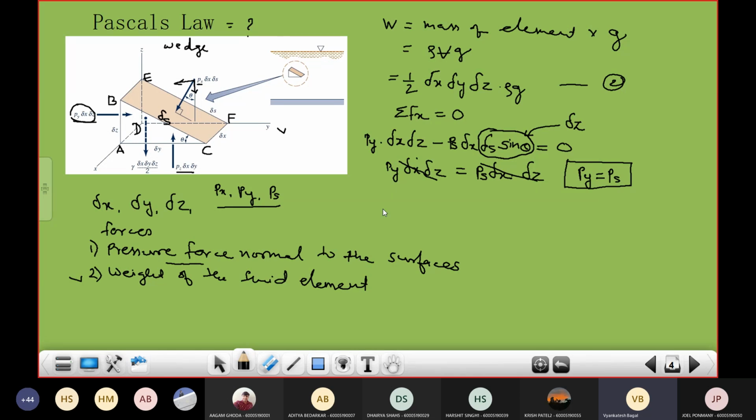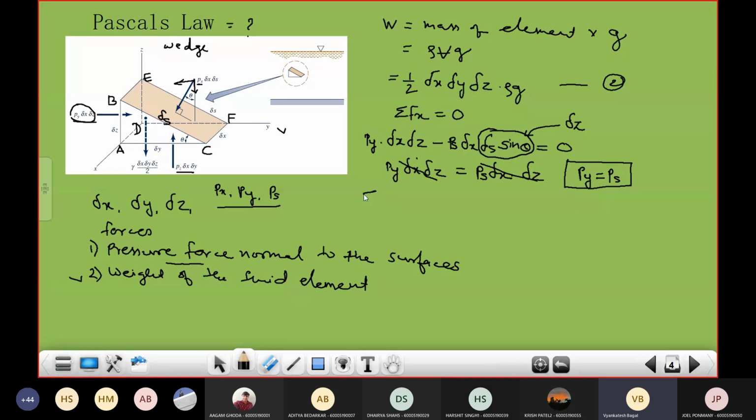So I hope it is clear to you how we did this. Pressure along y direction is also equal to pressure along s direction. So this we proved using the summation Fx equal to 0. Now similarly, can we write another force balance along z direction?